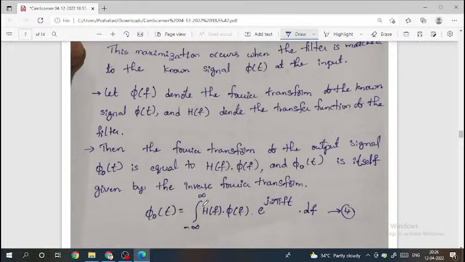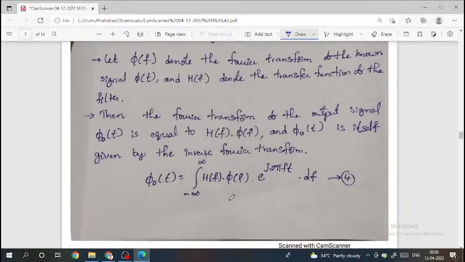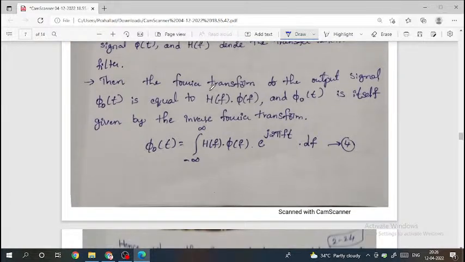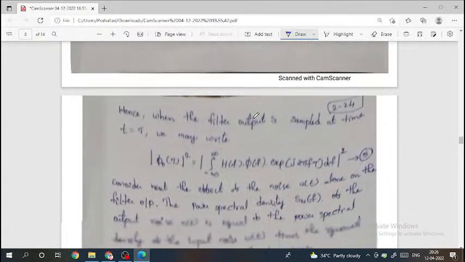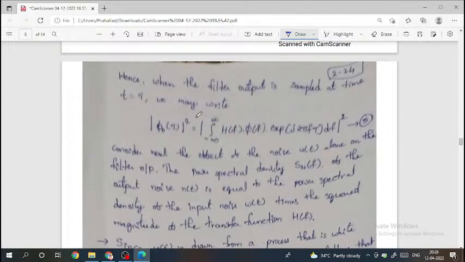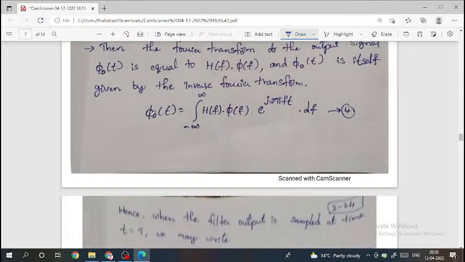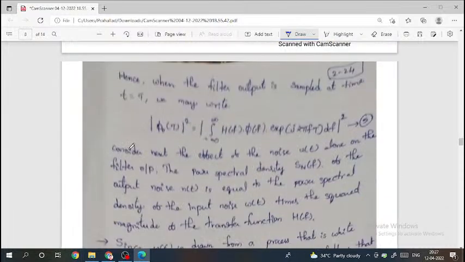This is again from signals and systems background. How can we write the inverse Fourier transform? Here, when the filter output is sampled at time t equals T, we may write the whole square. We are writing this whole square, and in place of t we have substituted capital T. This is the expression we are writing here. Take that as expression number 5.